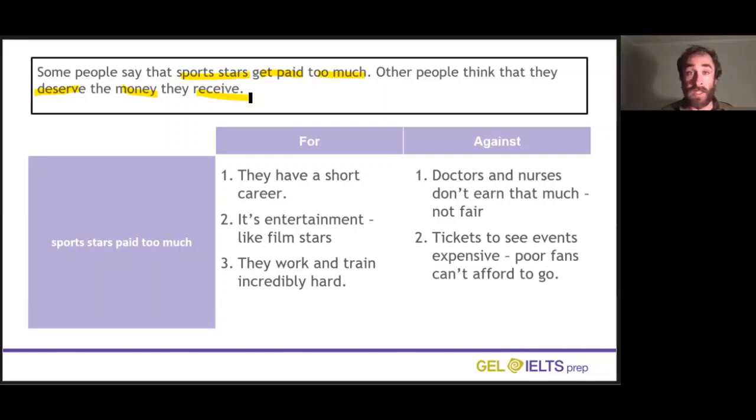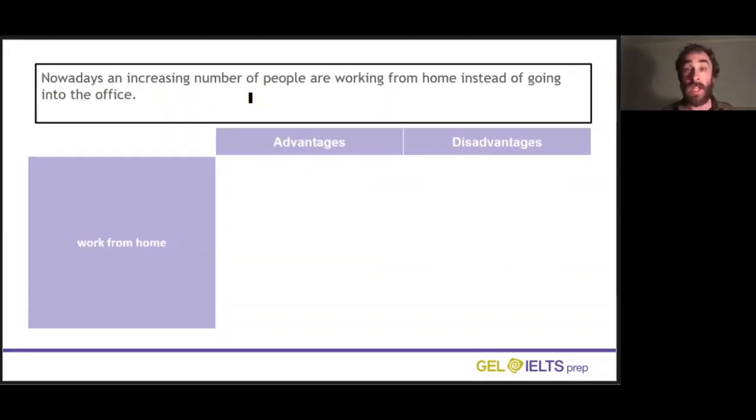In this brainstorming, you can think of more than 3 arguments for both sides and choose the best ones from that list. Now you are going to brainstorm some ideas for the next question. Nowadays, an increasing number of people are working from home instead of going into the office. So this is an advantage and disadvantage essay. We're going to think of some of the advantages of working from home and some of the disadvantages of working from home.